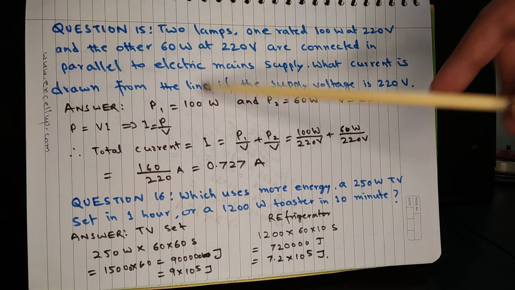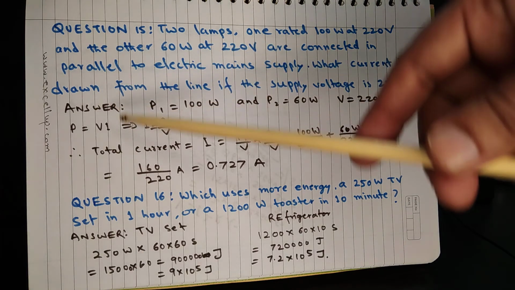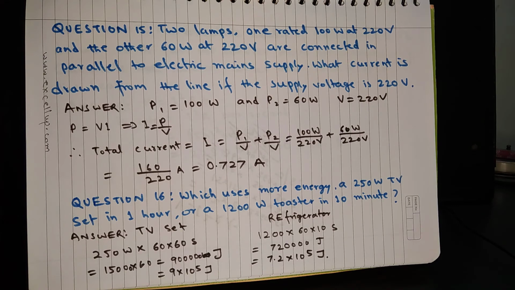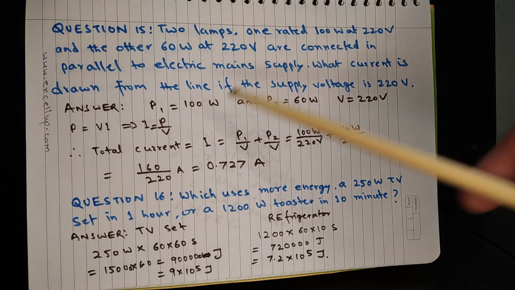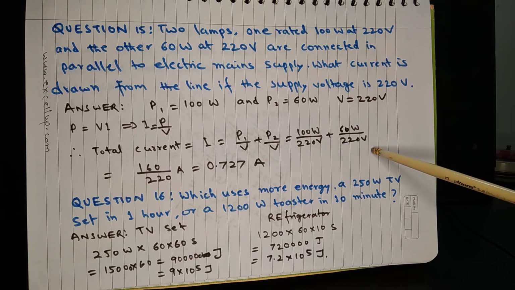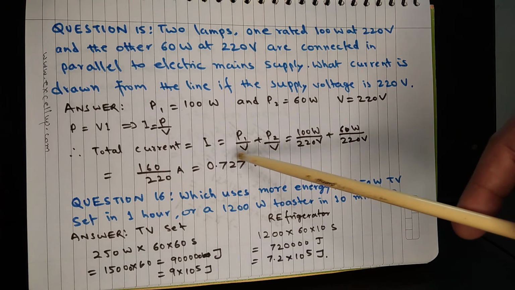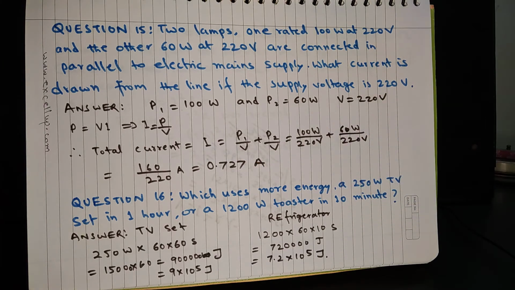So P1 is given, that is 100 watt, and P2 is 60 watt. Voltage is 220 volt. So P is equal to VI, so I is equal to P upon V. Total current will be I is equal to P1 upon V plus P2 upon V for the different bulbs. So it will be 100 watt upon 220 volt plus 60 watt upon 220 volt, which is equal to 160 upon 220, equal to 0.727 ampere.